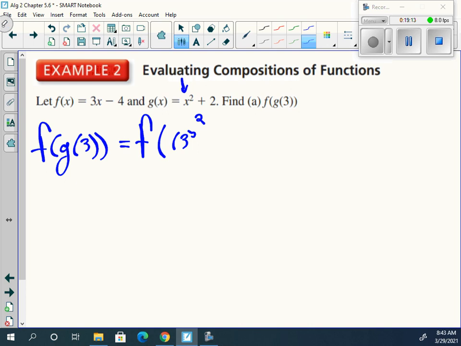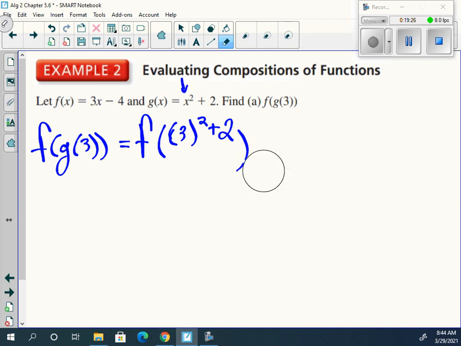3 squared. I don't know what was up with that parentheses. Yep, there goes the board. 3 squared plus 2. Lovely. Yeah, the calibration went a little funny.